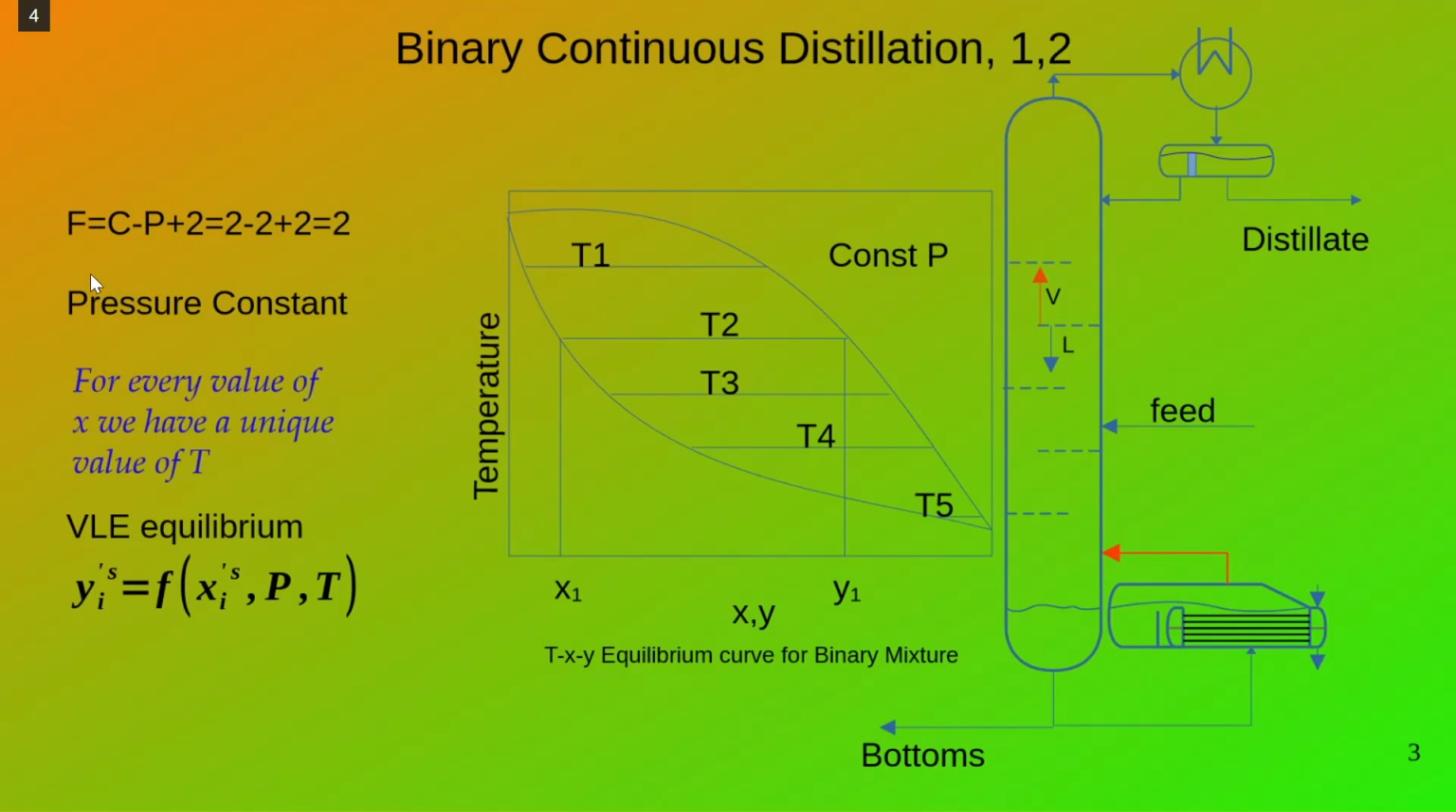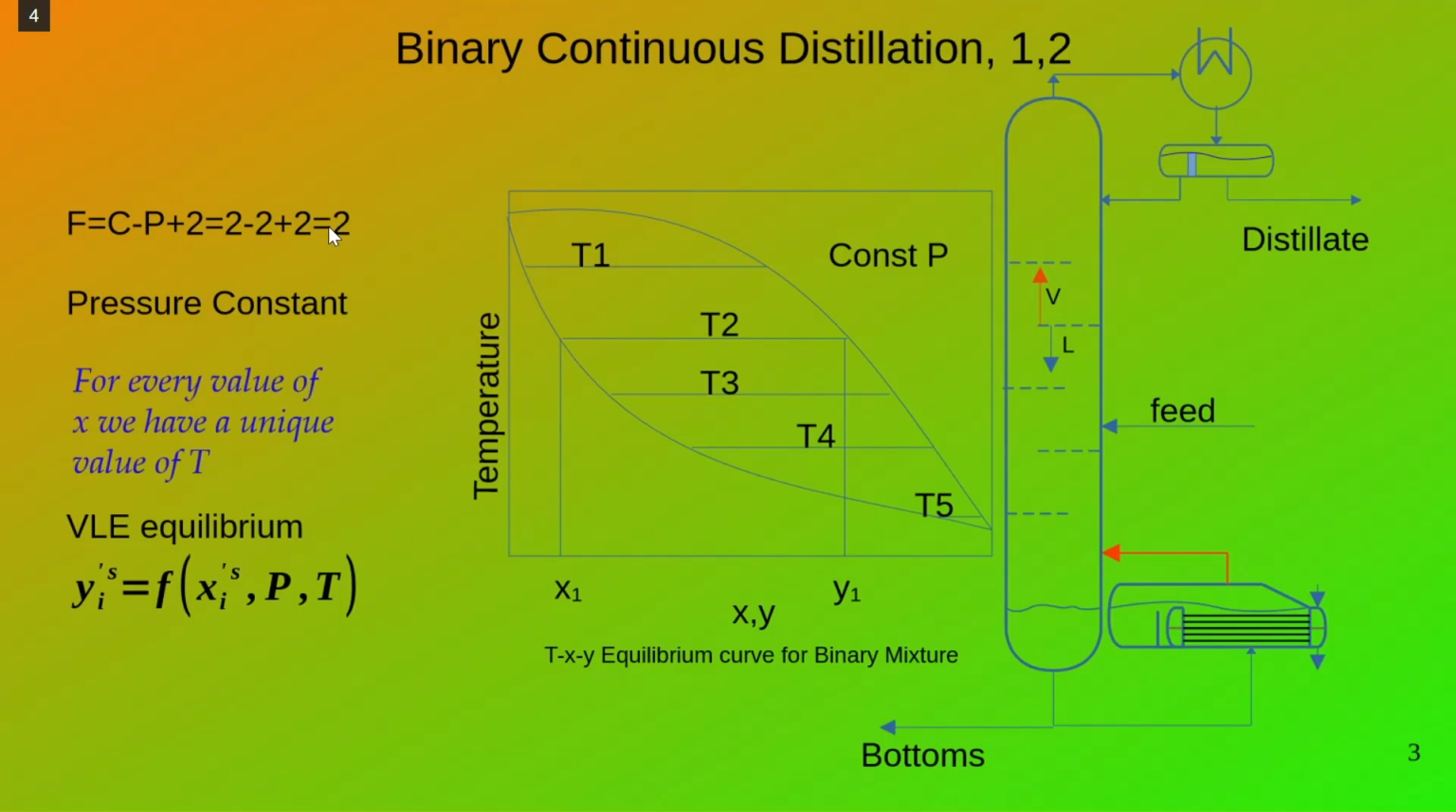Now, if we apply the Gibbs phase rule, we have two components. So we have 2 here and we have 2 phases, because what happens on every plate is the vapor leaves in equilibrium with the liquid. So we have 2 phases, and 2 minus 2 plus 2 makes it 2.